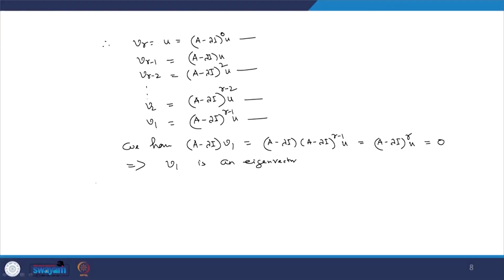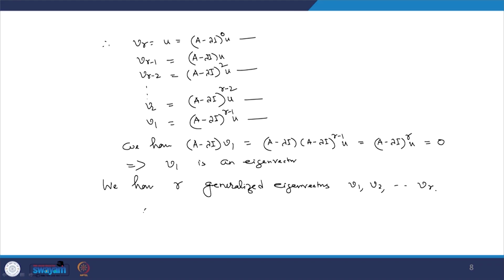However, these V2, V3, V4, even including V1, up to VR, are basically generalized eigenvectors. So, we have R generalized eigenvectors, vectors V1, V2, ..., VR.